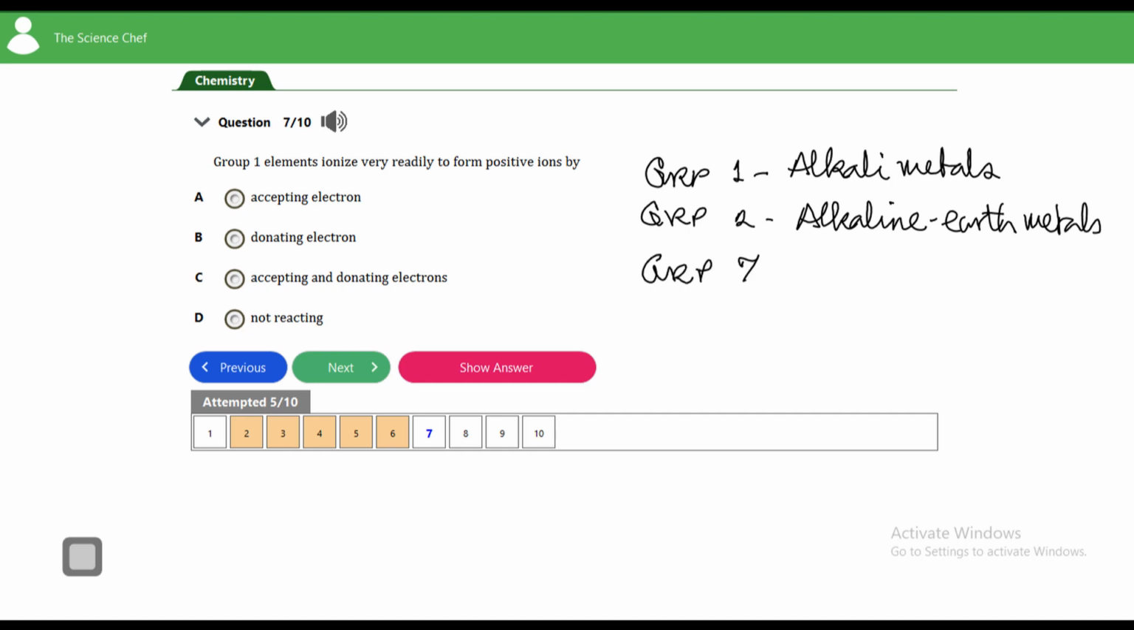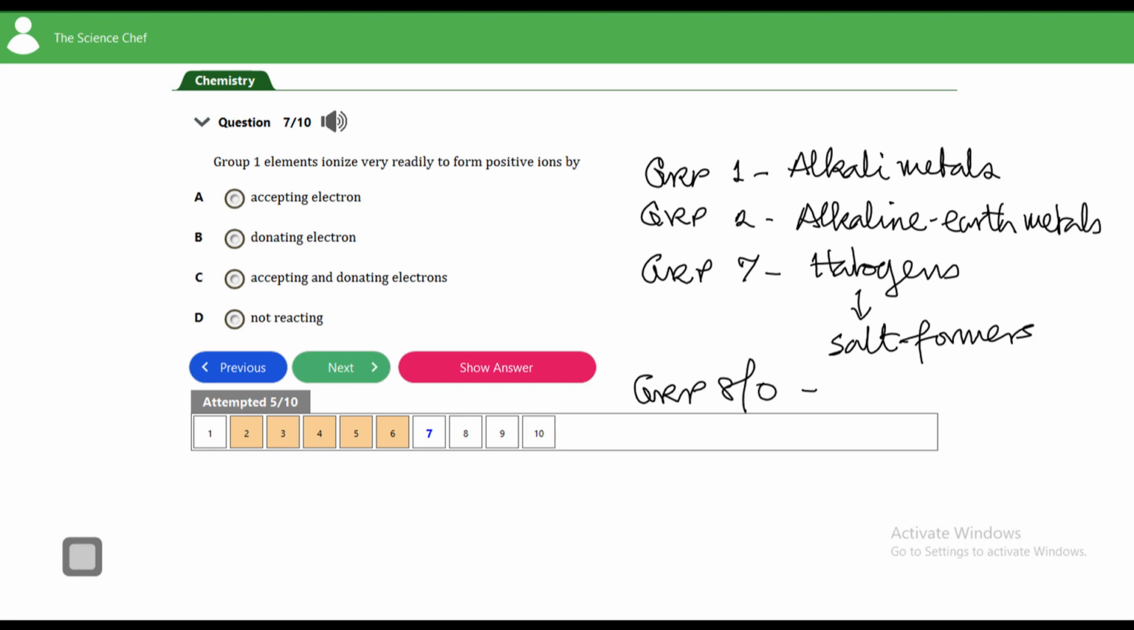Now, another group is what? Group 7. Group 7 elements are known as what? Halogens. That is what? Salt formers. Halogens mean salt formers. Why are they called salt formers? Because they are very reactive in nature. So they combine with metals to form salts. They combine readily with metals to form salts. That's why they are called salt formers. Then group 8 or group 0, which we've already learnt about, are called what? Noble gases. So those are the major groups on the periodic table with family names.